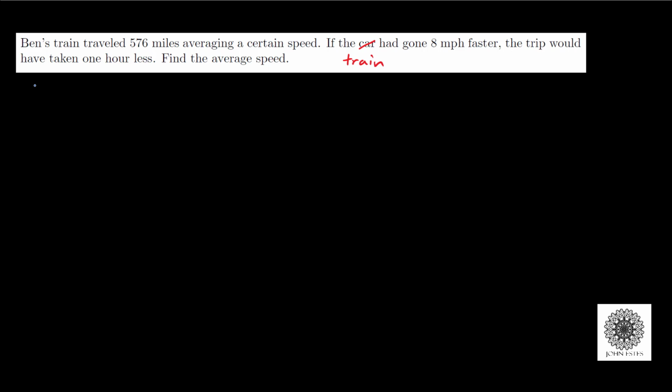So for example, if we drove a distance of 576 miles, if you divide that by the time it took to get there, you get your average rate. We'll call it R. So in other words, 576, the distance traveled, is your rate times time. We also know that I could cover that same distance if my rate had been 8 miles per hour faster, so R plus 8, with a time of 1 less hour, so t minus 1 hours.